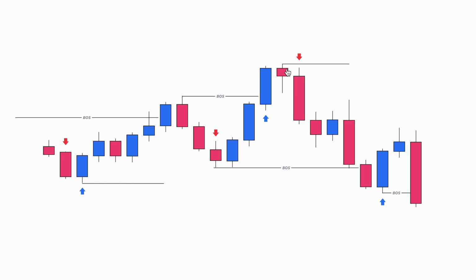So we've gone from a bullish bias to a bearish bias. And once you see this candle closing down, what do we do now? We look back for the last close up again.